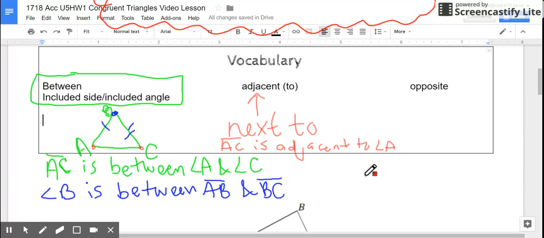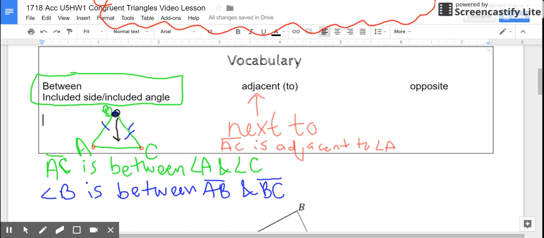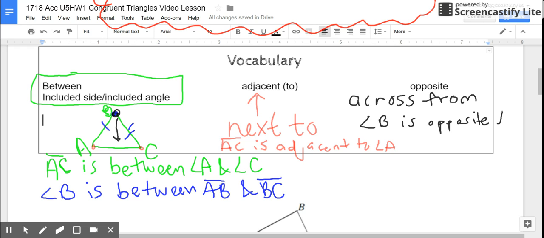Opposite is an important term as well. Opposite means across from, just like it does in everyday English. So using my triangle to the left, I could say that angle B is opposite side AC. So I'll say opposite means across from, and angle B is opposite side AC.